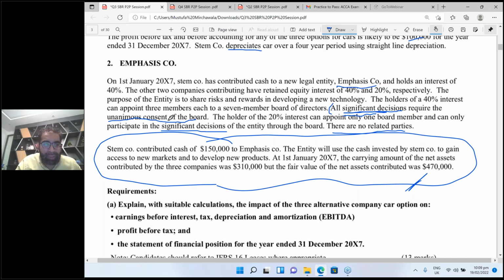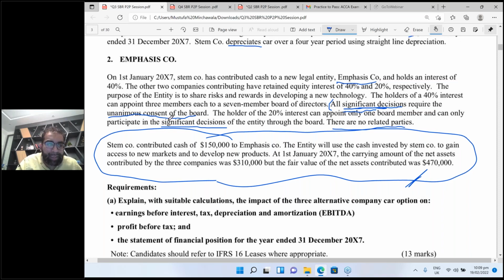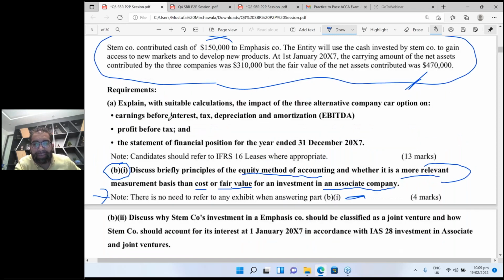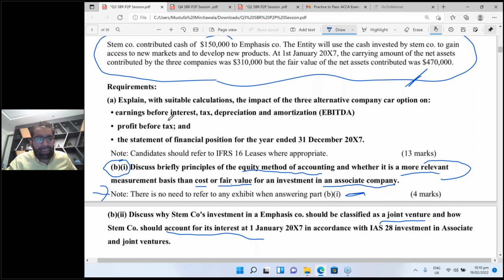So what are they saying in the requirement? They are saying: discuss why STEM company's investment in Emphasis Company should be classified as a joint venture, and how STEM company should account for the interest on 1st January X7 in accordance with IAS 28. For joint ventures, you must do equity accounting, and that we'll deal with, don't worry. First of all, let's just see this first requirement, the first thing.